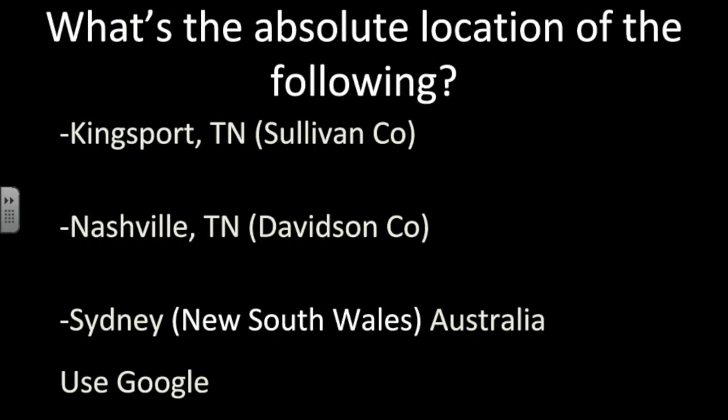So what we need you to do is take a few minutes, go to Google, and type in what is the absolute location of Kingsport, Tennessee. It will give you the answer. Type in the same for Nashville, Tennessee, and it will give you the answer. And type in the absolute location for Sydney, Australia, and it will give you the absolute location. So take a few minutes, feel free to pause the video. When you're ready to see the answers, press resume and we'll continue and look at the next slide.